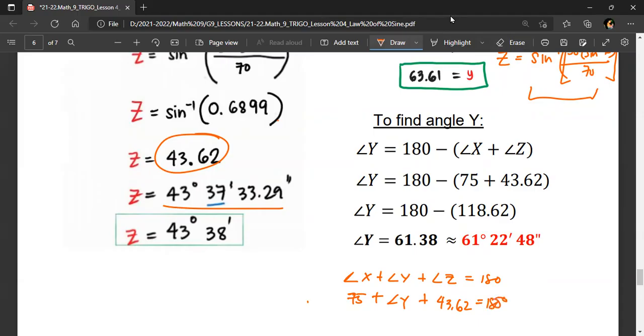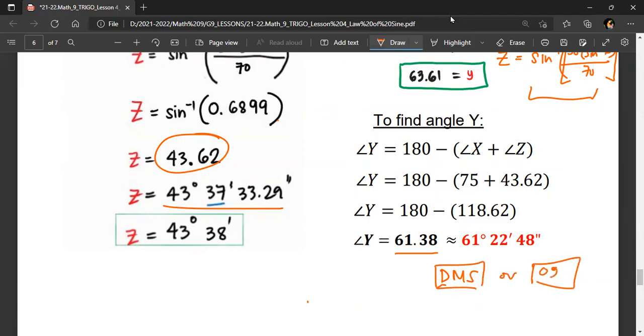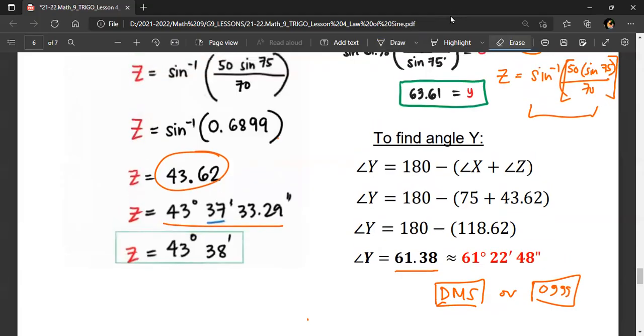Now, this format will be changed into this format, where the angle X and angle Z will be deducted from 180. If we deduct the angle X and angle Z from the 180 degrees, we will have an answer of 61.38 in decimal format. If you press the DMS button on your calculator, you will have the exact value of the angle, which is 61 degrees, 22 minutes, and 48 seconds. If you notice, we have computed the angle Y already.